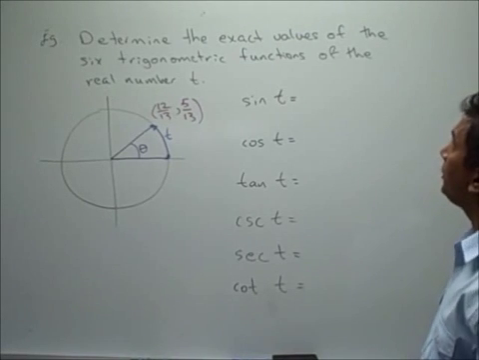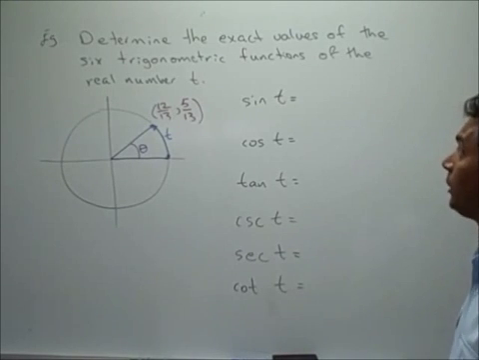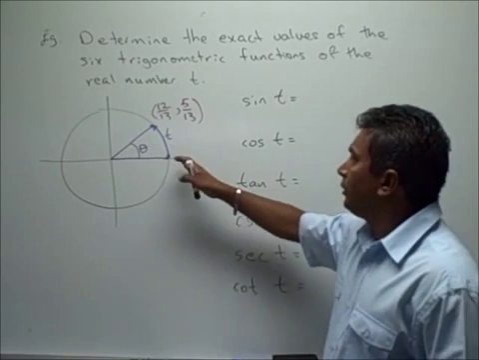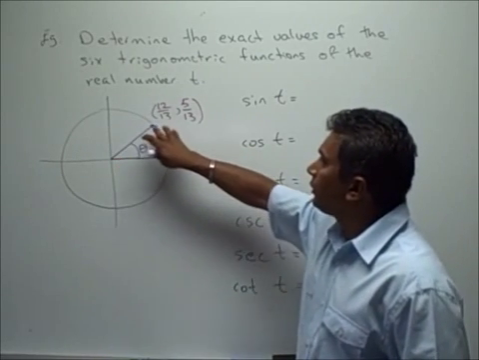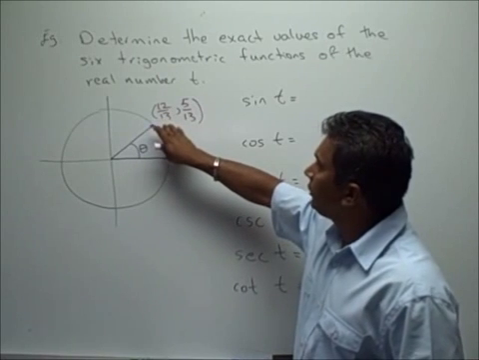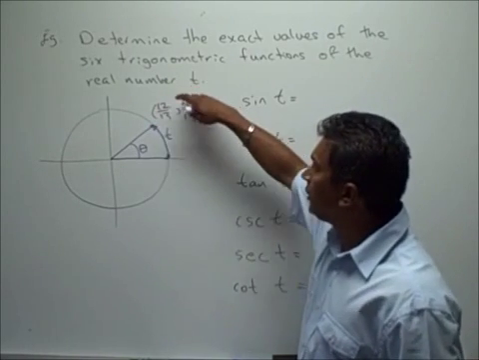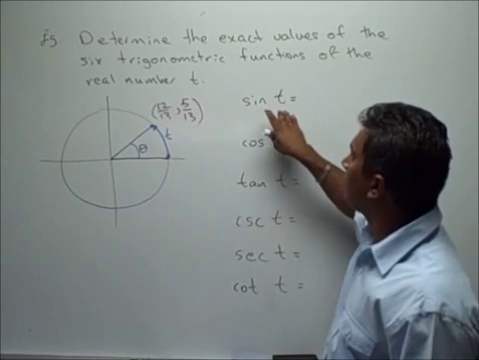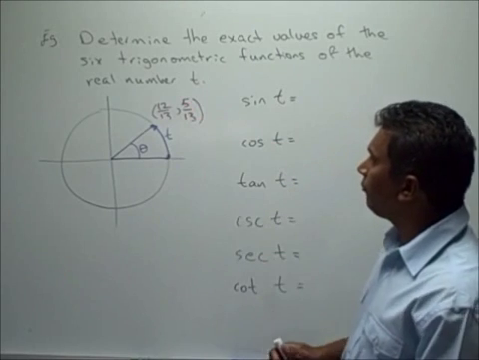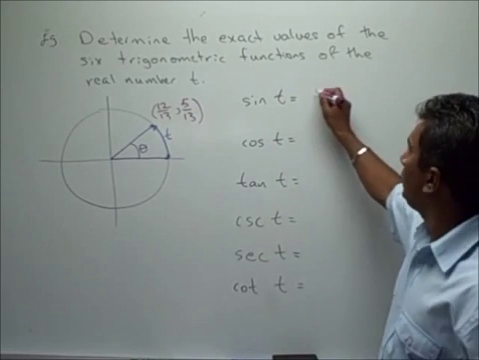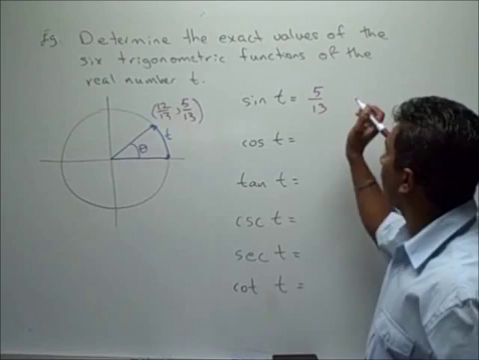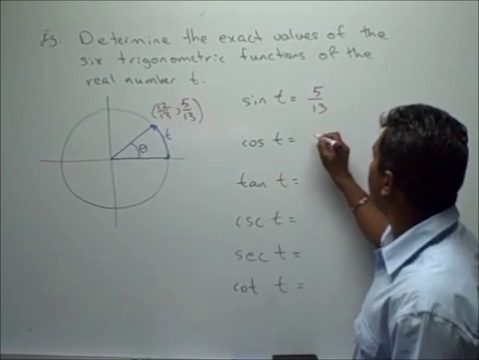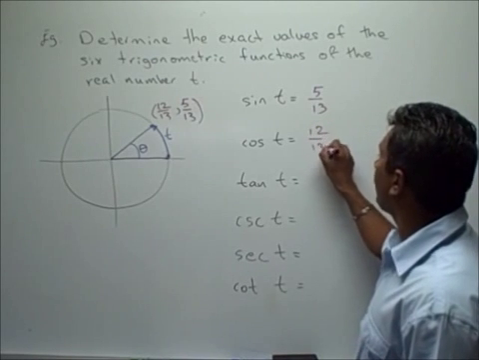Here we're trying to determine the exact values of the six trigonometric functions of the real number t. As t is wrapped around a unit circle, we have corresponding coordinates of x equal to 12 over 13 and y equal to 5 over 13. From our definition, we know that sine t is equal to the y value. So here the sine of t is simply 5 over 13. We know the cosine of t is just our x value, so this is 12 over 13.